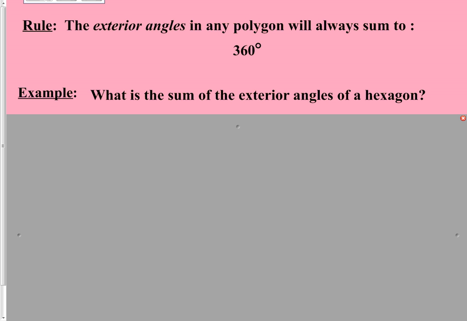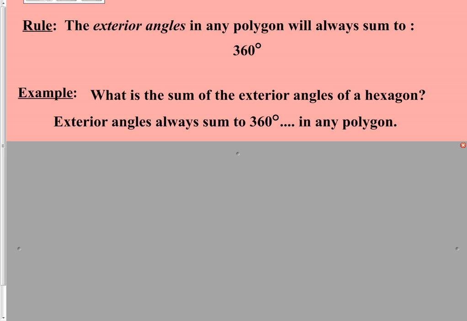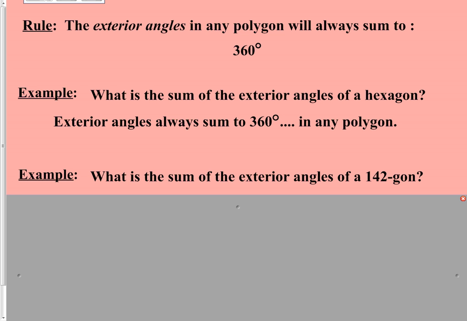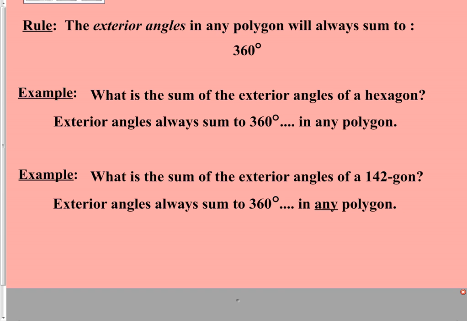So just to beat a dead horse here, what is the sum of the exterior angles of a hexagon? Well, it does not matter how many sides our hexagon or our shape has. The exterior angles of a polygon always add to 360 degrees in any polygon. What is the sum of the exterior angles of a 142-gon? Well, once again, when we're talking about the exterior angles, it does not matter how many sides that polygon has. The exterior angles will always add to 360 degrees.